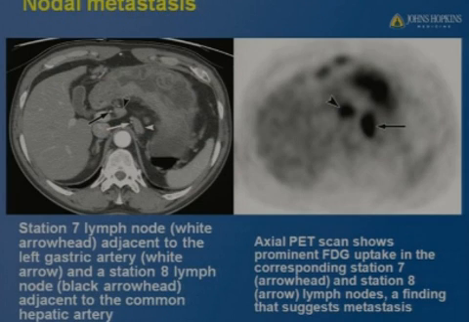This is a case demonstrating very nicely the CT and the FDG imaging of station 7 adjacent to the left gastric artery, in the arrowhead and the arrow, and then another station 8 lymph node adjacent to the common hepatic artery in this gastric cancer patient with gastric wall thickening. We see both lymphadenopathies having intense FDG activity, as well as the primary gastric tumor, suggesting metastases.